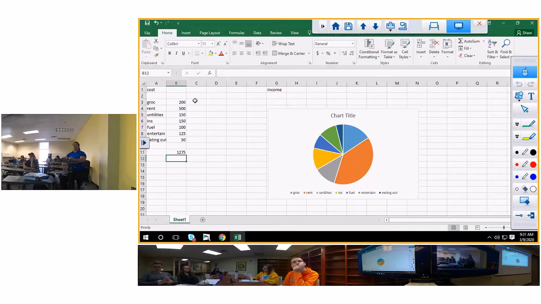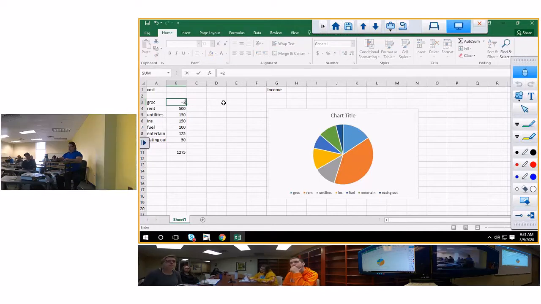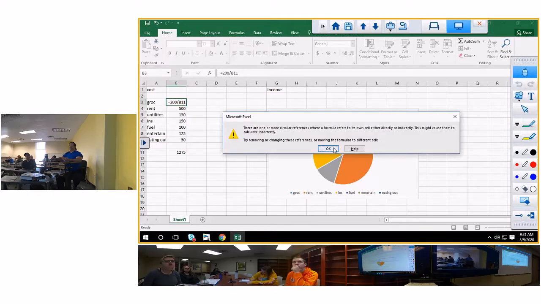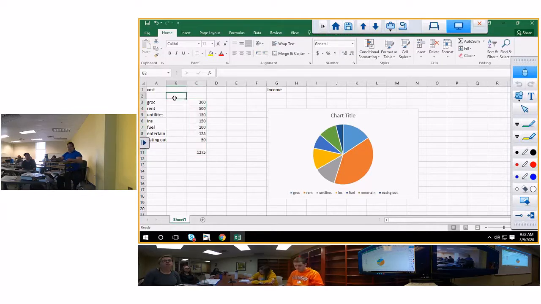And then let's do right here, let's just do equals 200 divided by that. Okay, it's not going to let me do that. So let me do this. I'm going to have to do it backwards. Hold on. Control X. Control V. Now I'm going to do the percentages right here, and that way it'll make it a whole lot easier to graph.